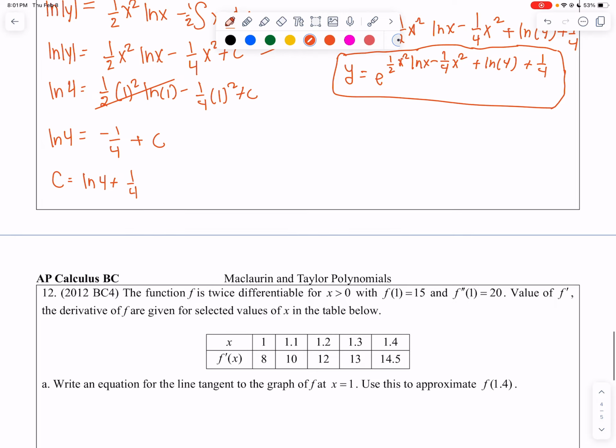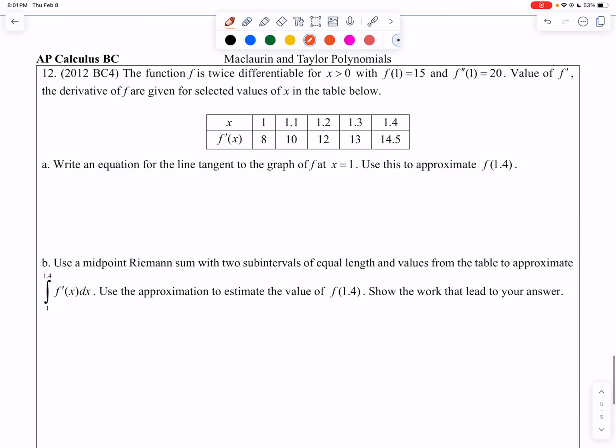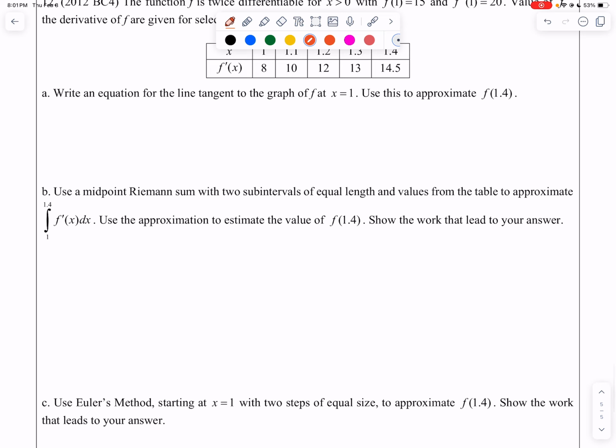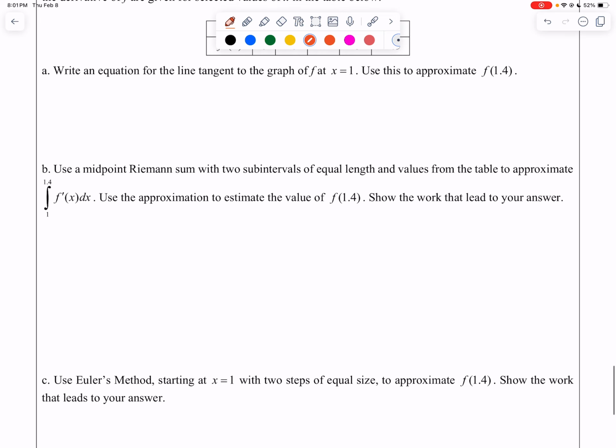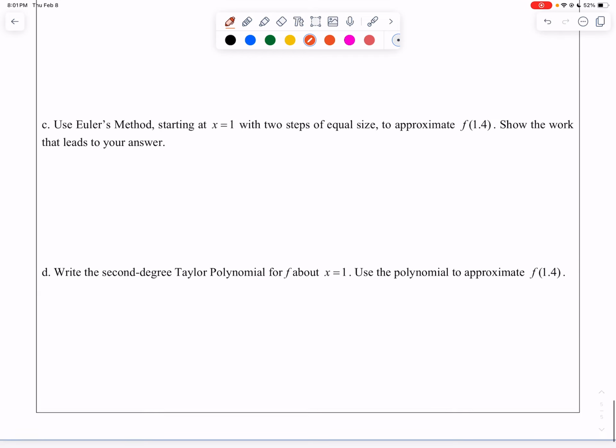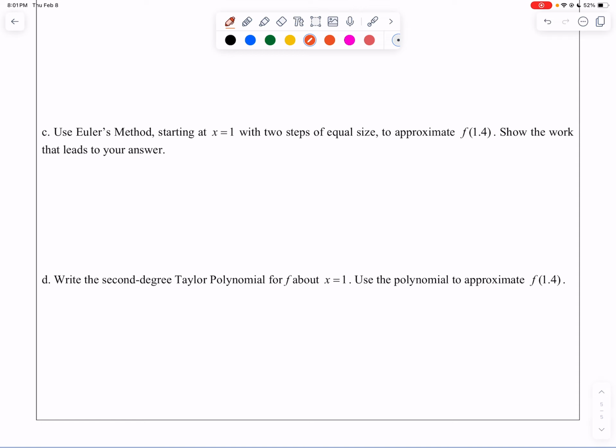I know that I said I was going to do 2012, but I think 2012 is more self-explanatory because you have the equation of the tangent line that we've done since forever. Midpoint, we've done that since forever. Euler's, we've done that since forever. And then the only new part is going to be part D with the Taylor polynomial. But I feel like this one was an easy lesson for you to understand and do in terms of this unit before it gets more complicated.